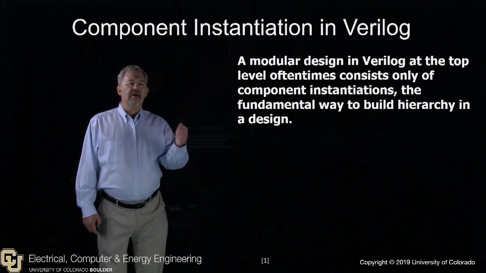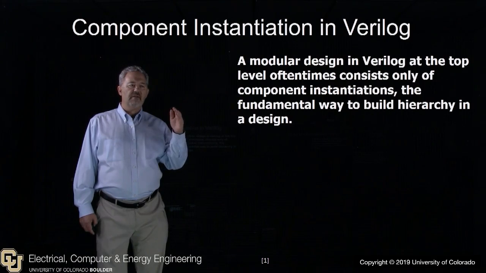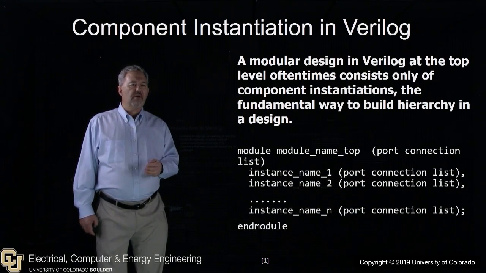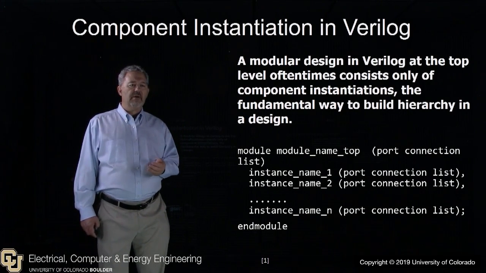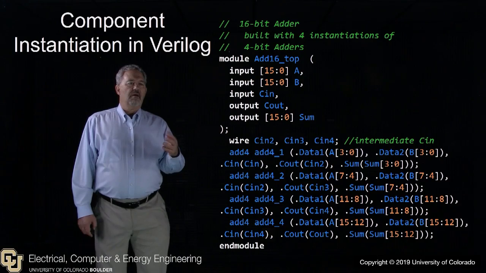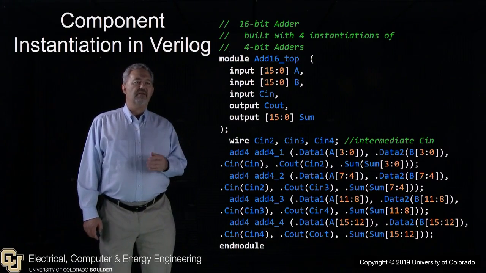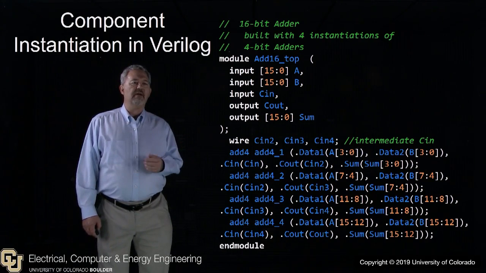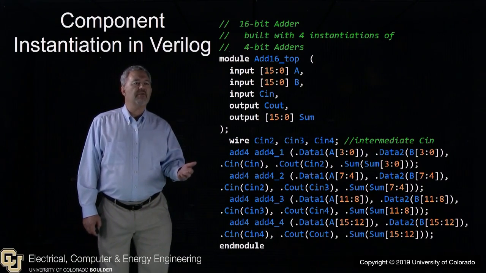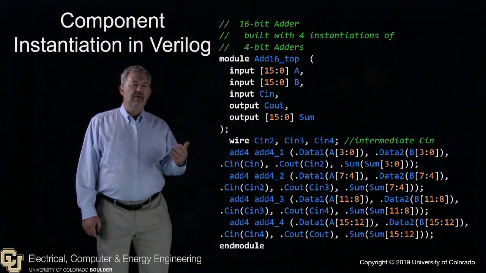More often than not, at the top level, modular Verilog design consists of component instantiations only, like the code that we see here. Use of component or modular instantiations is the fundamental way to build hierarchy in a design. Consider this example, which creates a 16-bit adder using nothing but instantiations of 4-bit adders. It's true this could be done other ways, and even more efficiently perhaps, but this demonstrates the general technique for building bigger circuits from smaller ones. The intermediate carry wires are needed to stitch the blocks together.